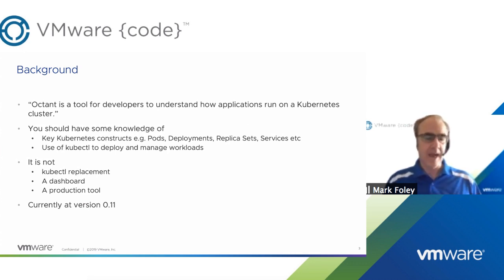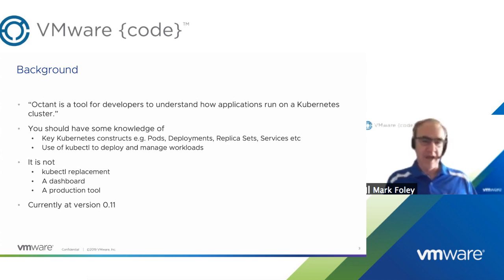In terms of the background you probably need to understand this session, you really need some knowledge of those key Kubernetes constructs, objects like pods, deployments, replica sets, services, that type of thing. And also use of kubectl to deploy and manage workloads. One of the things I do want to point out about the role of Octant is that it is very definitely not a kubectl replacement. It will do some of the things that kubectl does, but primarily it's around visualization and providing a few convenience methods and tools. So it's really more about aiding your comprehension. You're still going to need to be familiar with kubectl.